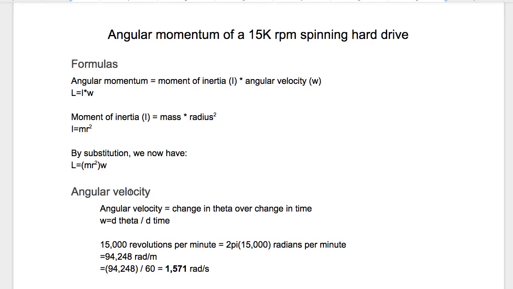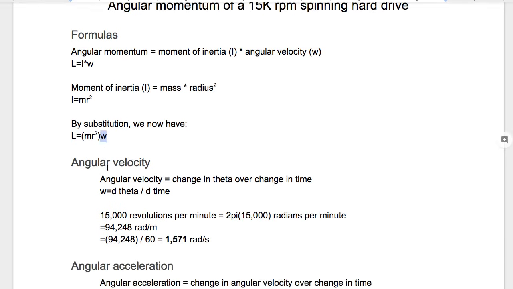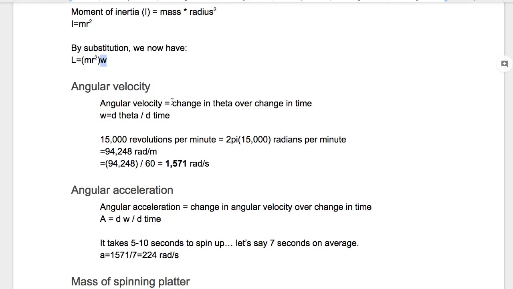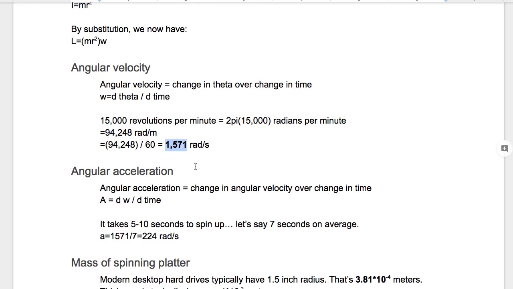So we can start out and find the angular velocity W. That is the change in theta over change in time. So W equals d theta over d time. An important thing to note is hard drives spin in revolutions per minute. So 15,000 revolutions per minute, we need to convert that to radians per minute. So that's 2 pi times 15,000. So we get about 94,000 radians per minute. Divide that by 60 and we get about 1,500 radians per second.